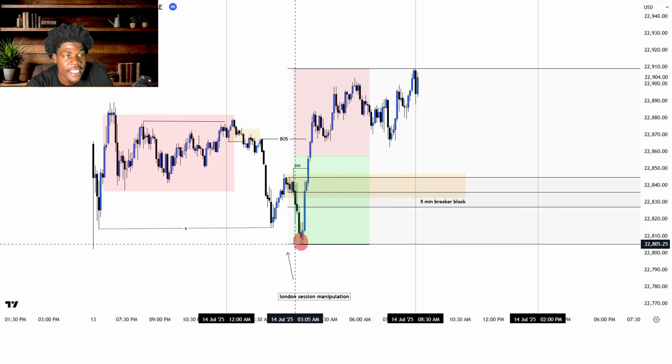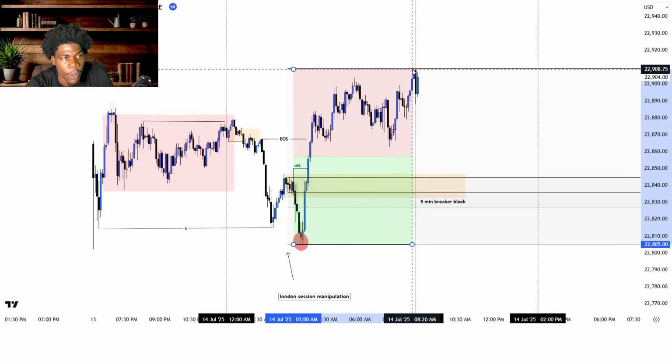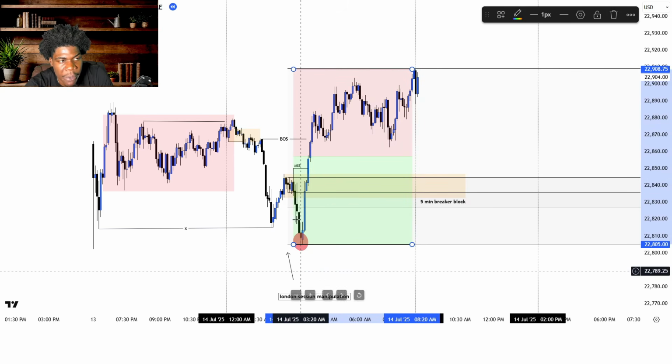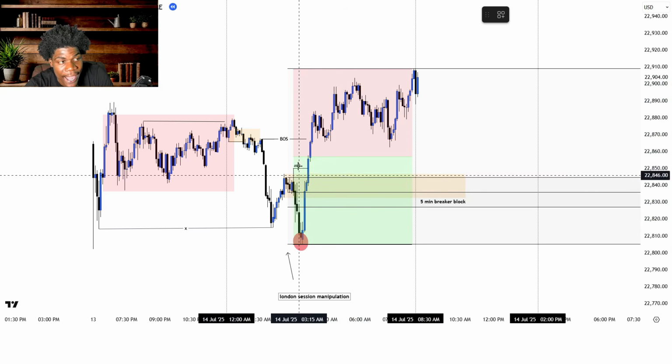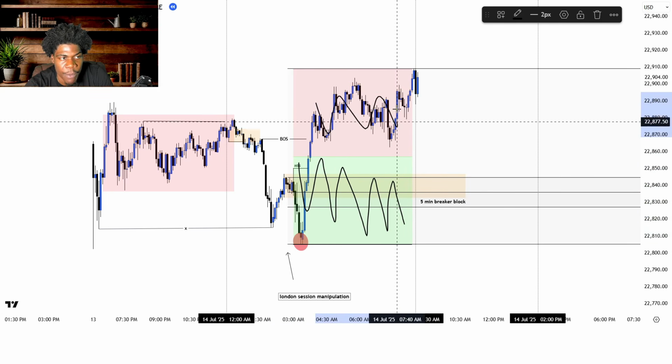And after the London session gives me manipulation, as you can see, accumulation, then we get this London session manipulation. This gives me a new dealing range. That's why we have our Gann box, right? The Gann box is just aligned from the low to the high, so you can see the equilibrium. Once you find your equilibrium, everything below here is our discount zone, and everything up here is our premium zone.